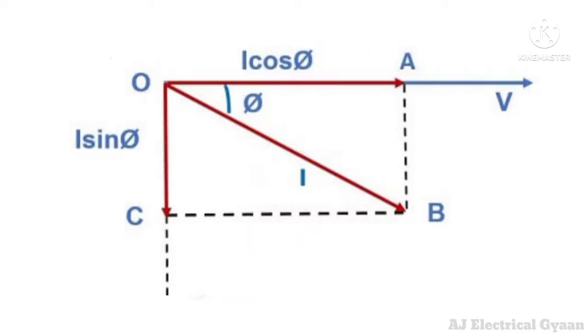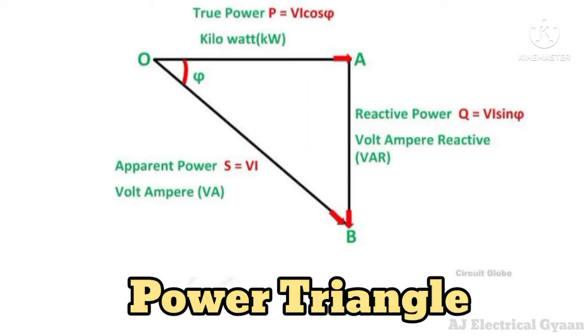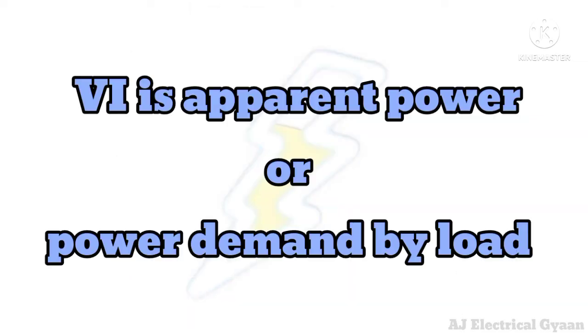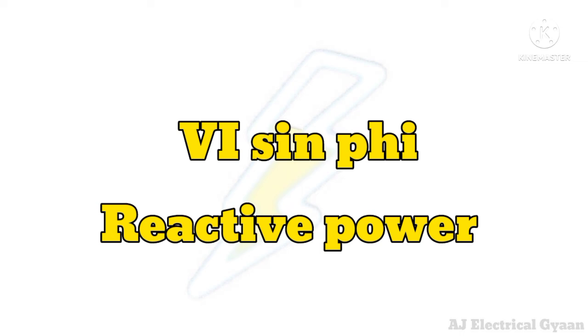In this current triangle, if we multiply by voltage, we get the power triangle. In the power triangle, VI is the apparent power or demand power of the load. VI cos phi is the active power or true power. VI sin phi is the reactive power.